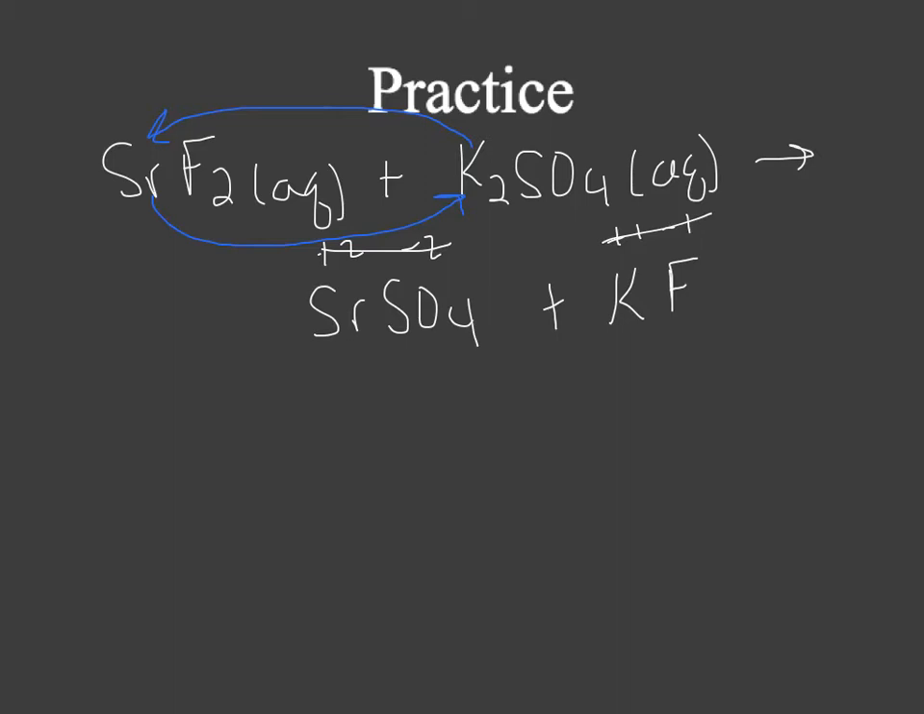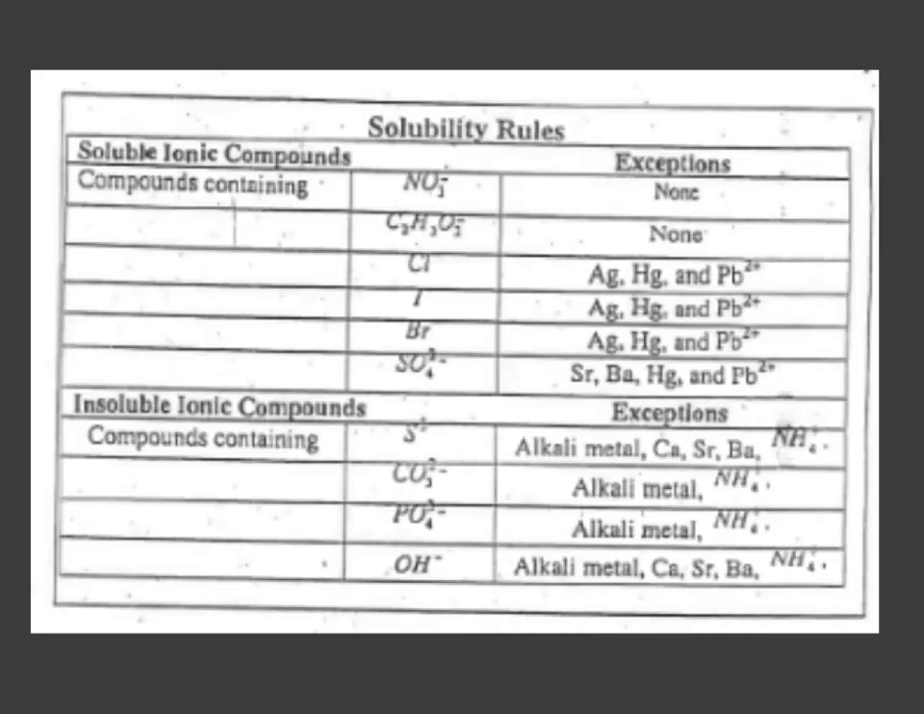Now, once again, we need to check whether strontium sulfate and potassium fluoride are aqueous or solids. So back to our solubility chart. Here is our sulfate, and it would be aqueous unless it's under one of these exceptions. And sure enough, strontium is one of the exceptions. So if it's an exception, it's a solid.